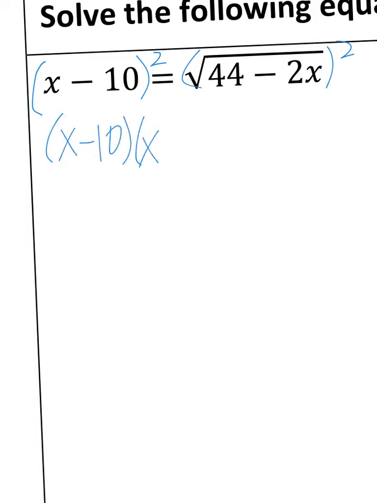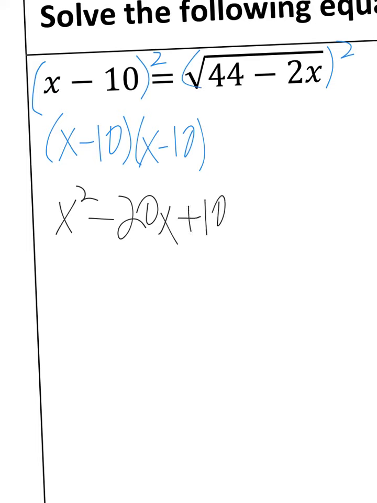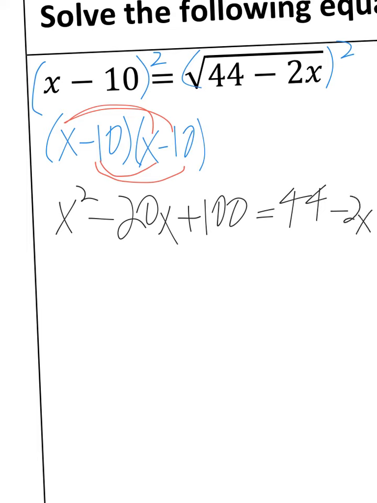The quick way of doing this is to say, hey, what's negative 10 plus negative 10? You're always going to start with an x squared. Negative 10 plus negative 10 is negative 20. So negative 20x. What's negative 10 times negative 10? 100. All right? If that confuses you, x times x is x squared. X times negative 10 is negative 10x. Negative 10 times x is negative 10x. Added together, they make negative 20. And then negative 10 times negative 10 is positive 100. So that's going to equal just 44 minus 2x.